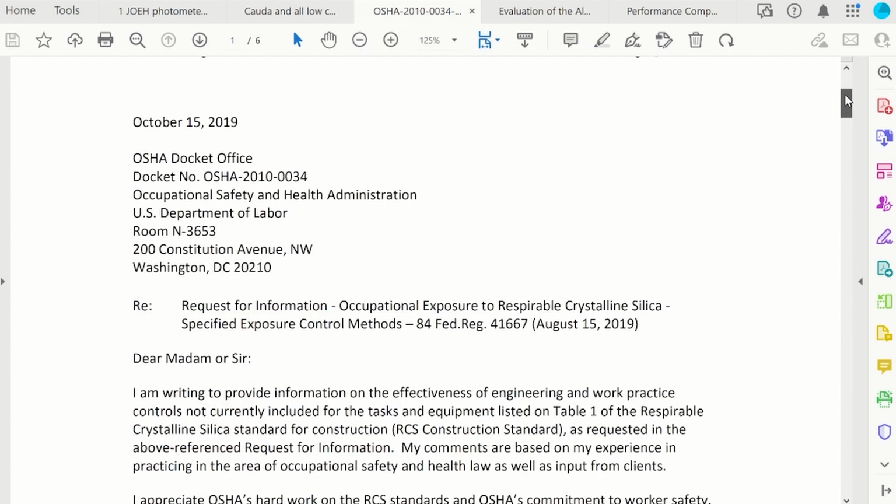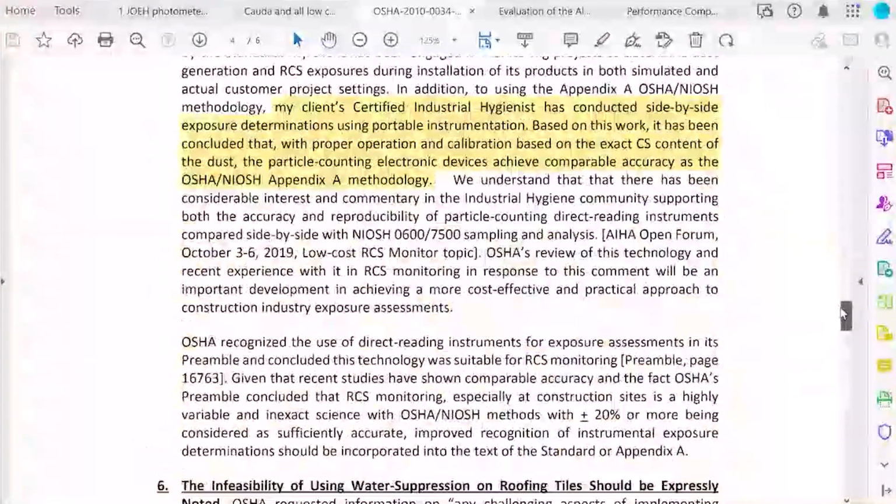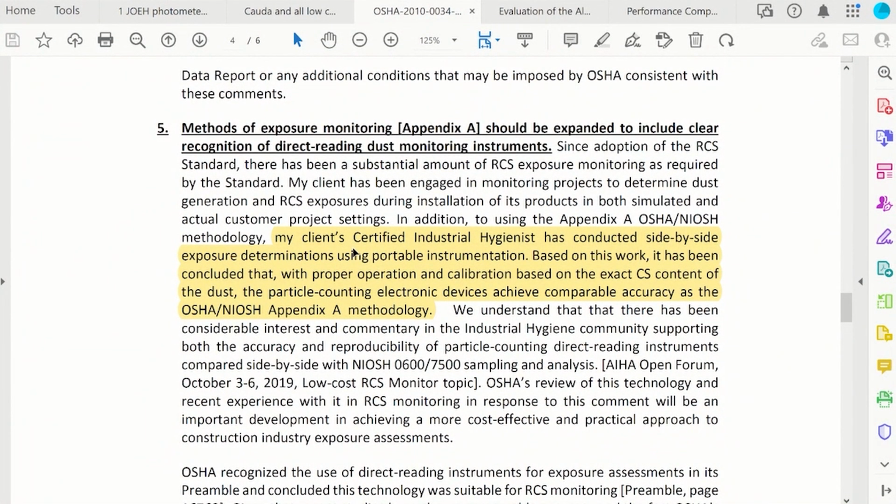This law firm, on behalf of a client, submitted this to OSHA, and they say, my client CIH has conducted side-by-side exposure determinations using portable instrumentation. Based on this work, it has been concluded that with proper operation and calibration based on the exact crystalline silica content of the dust, the particle counting electronic devices achieve comparable accuracy as the OSHA NIOSH Appendix A methodology. So this is good news. It's certainly possible that these photometers, you can get a good correction factor and use them for your dust.